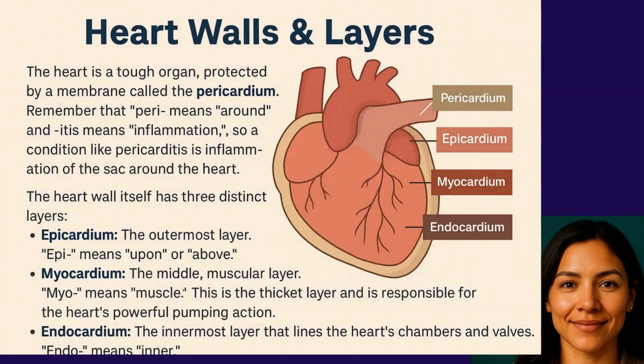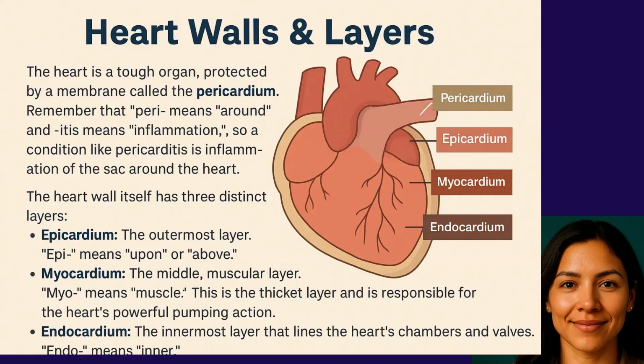Heart walls and layers. The heart is a tough organ, protected by a membrane called the pericardium. The pericardium has 2 layers, fibrous and serous pericardium. Remember that peri means around, and itis means inflammation. So a condition like pericarditis is inflammation of the sac around the heart.